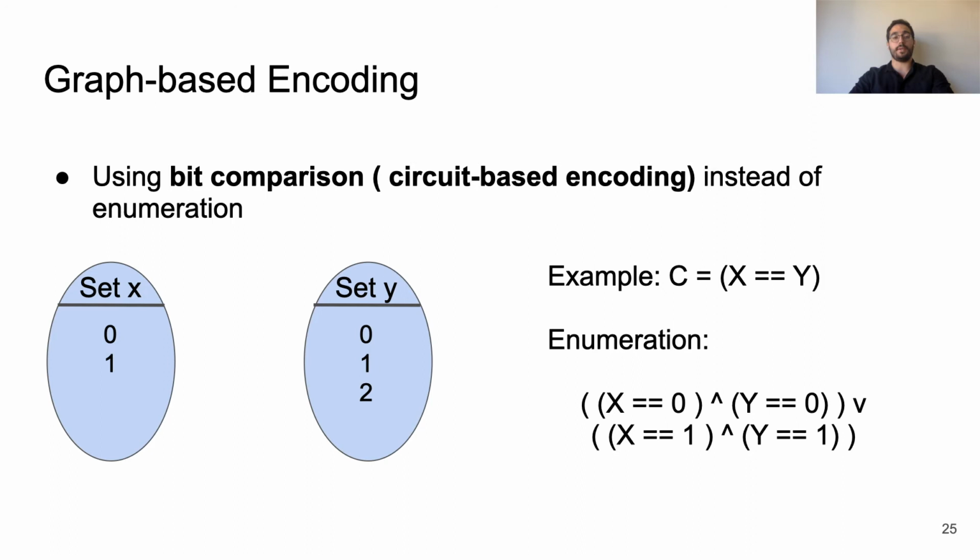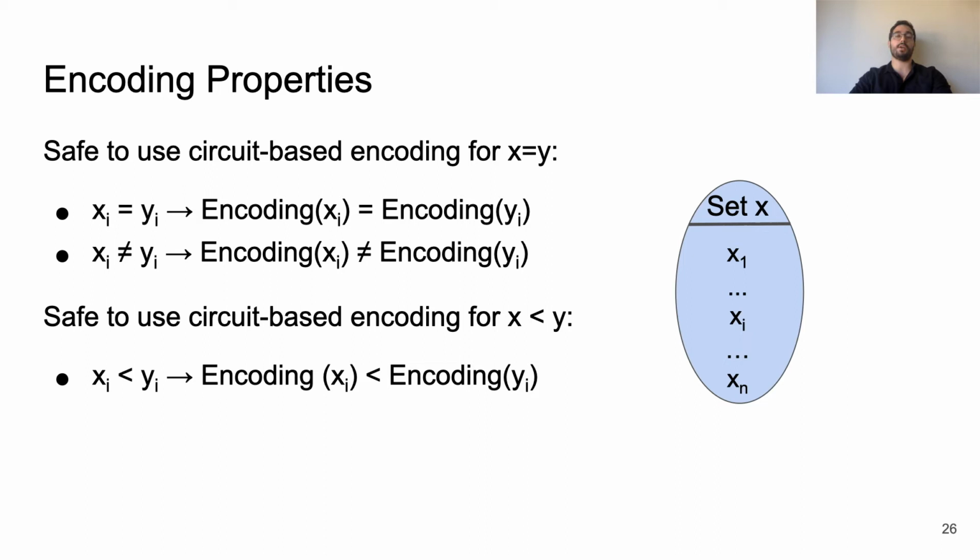But the question is, what are the necessary conditions for using circuit-based encodings? It is safe to use this encoding for x equal to y if both x and y encode all shared values in the same way and do not use the same encoding for different values. Also, it is possible to use circuit-based encoding for inequalities if x and y assign encodings in a way to preserve the order of values. Based on these 3 properties, we develop a novel graph-based encoding.